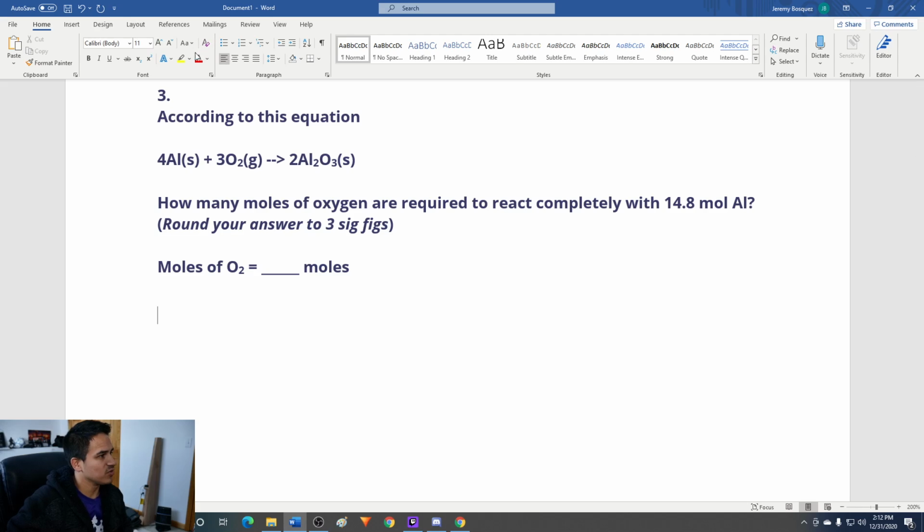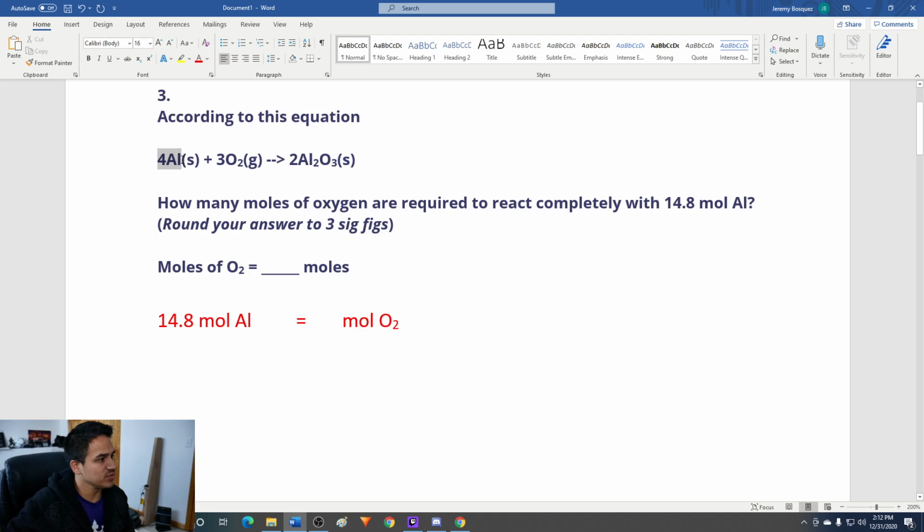Okay, so the question is asking how many moles of oxygen are required to completely react with 14.8 moles of aluminum. So we're starting with 14.8 moles of aluminum. Make our font a little bit bigger here. And we are going to get into moles of O2. Okay, moles of O2. So this should be pretty much just a one-step problem. Remember that in order to go from moles of one material to moles of another material, we need to use the mole ratios in the equation.